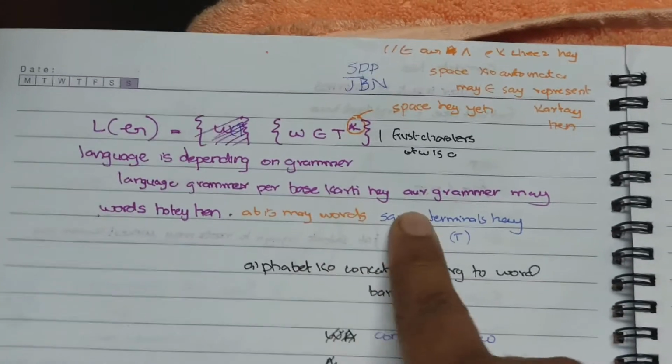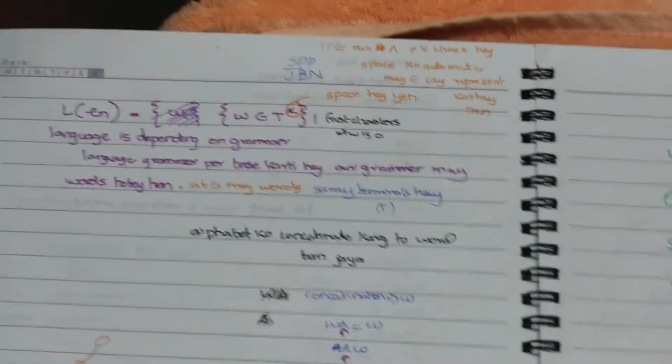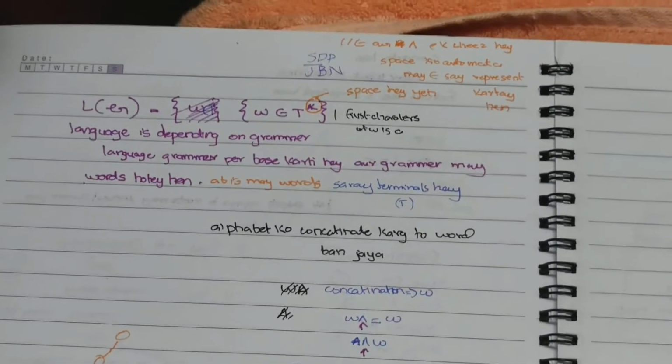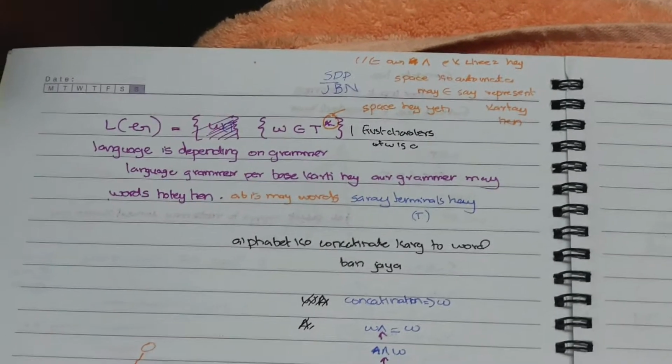So we know that language is based on grammar, and grammar has words, and those words are leaves or terminals.